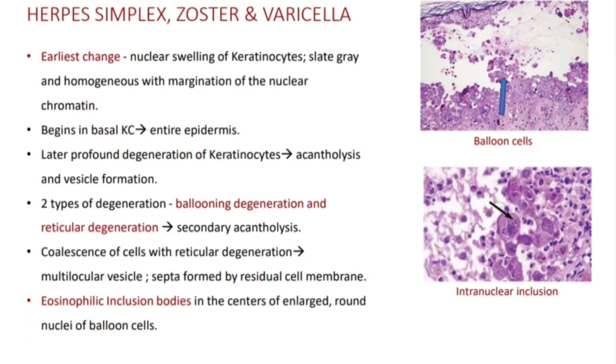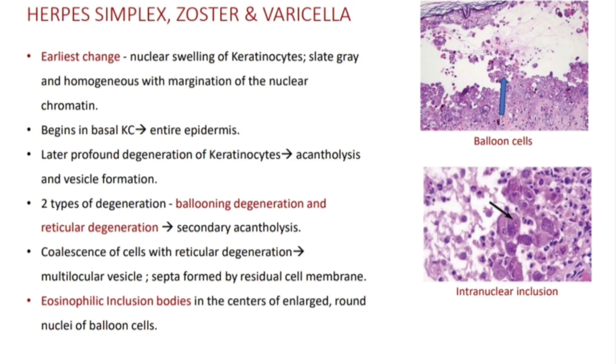Herpes simplex, zoster and varicella, all these three have similar histopathological findings. The earliest change is nuclear swelling of keratinocytes. In H&E staining, this produces slate grey and homogeneous nuclei with margination of the nuclear chromatin. The split begins in basal keratinocytes and then spreads to involve the entire epidermis. Later, profound degeneration of keratinocytes leads to acantholysis and vesicle formation.